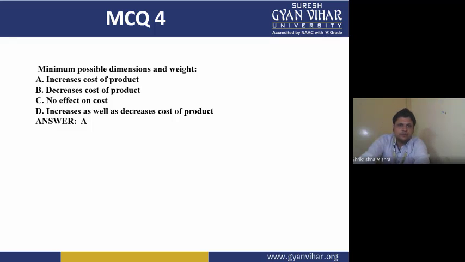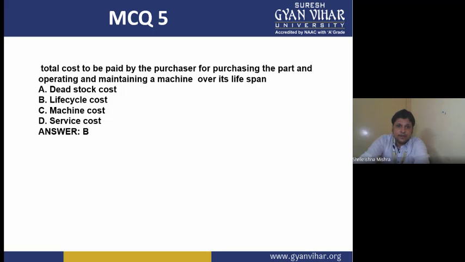Now coming to MCQ number 5. It says that the total cost to be paid by the purchaser for purchasing the part and operating and maintaining a machine over its lifespan is known as what? The total cost given by the purchaser for purchasing as well as operating any machine as well as maintenance of that machine throughout its life, what is the term used for that? Stock cost, life cycle cost, machine cost, or service cost? The correct one is the life cycle cost. The technical term used for the total cost of a particular product, from its purchasing cost to its maintenance cost, is the life cycle cost. So option B is the correct option.